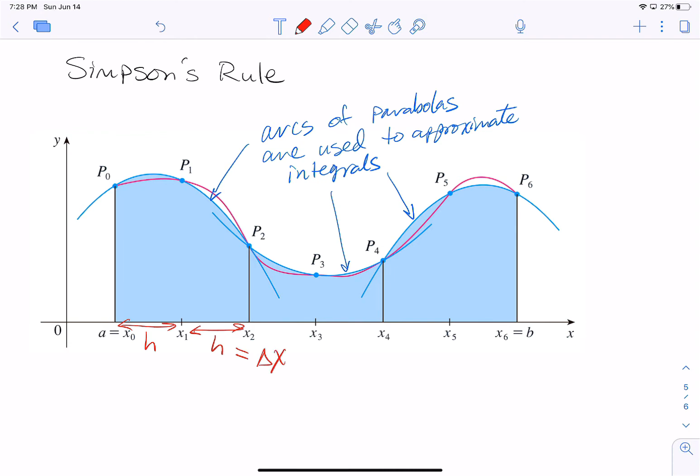So what do you mean what follows? I mean, we're going to develop Simpson's rule using the idea of these parabolas. For that, we're going to use a different diagram altogether.